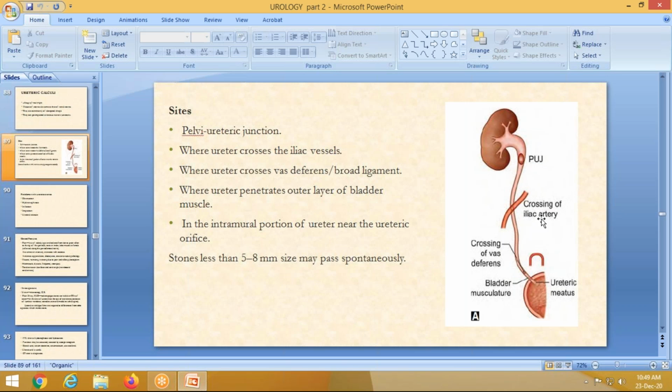Pelvic ureteric junction, where it crosses the iliac vessel, where it crosses the vas deferens, or where it enters into the bladder in the outer part, and once it enters into the bladder, that is called the intramural portion of the trigone or bladder. So these are the common places where there is chance of impaction of the ureteric calculi. Once it is impacted, some consequences may develop. What are the consequences? Obstruction, hydronephrosis, infection, like this.